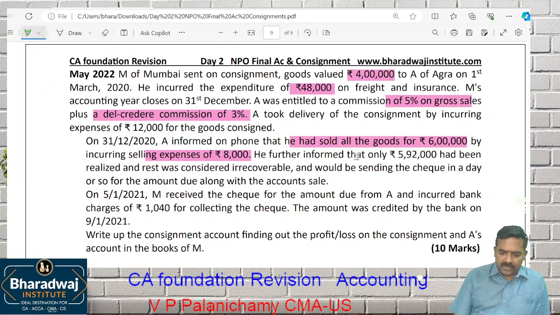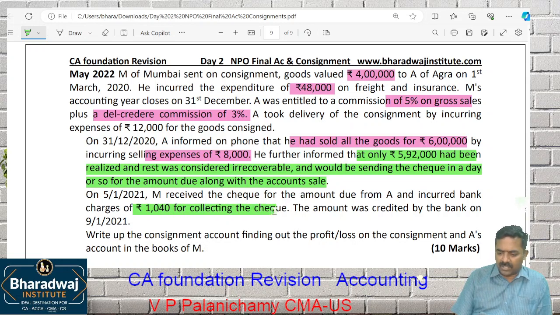8,000. We further informed that only 5,92,000 has been realized. The remaining was irrecoverable, means bad debts. So whether you have to bother about the bad debts, no. We are paying the del credere commission. Okay, there are bank charges to be provided.